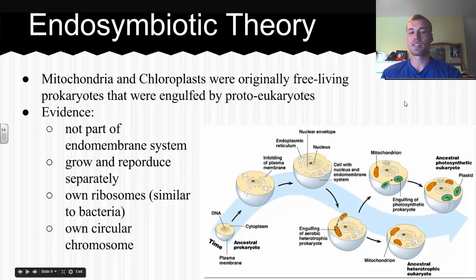They're not part of the endomembrane system. They're not involved in that at all. They grow and reproduce separately. They have their own ribosomes, and their ribosomes are structurally similar to those found in bacteria, and they have their own circular chromosome. So there's a lot of evidence that points to them having originally been prokaryotic cells.